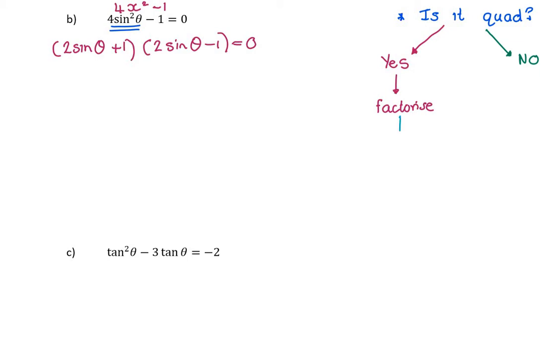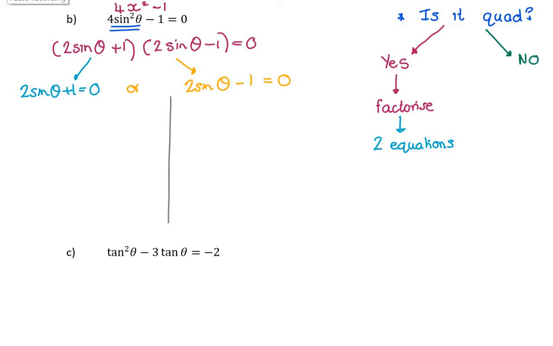Now my next step, from my factorized version, is to make two equations, because I'm literally doing a normal quadratic equation. Either 2 sine theta plus 1 is going to have to equal 0, or 2 sine theta minus 1 is going to have to equal 0. So I'm literally creating two equations. Once I've got those two equations, I'm going to solve as normal, because these are now two very standard linear type equations.